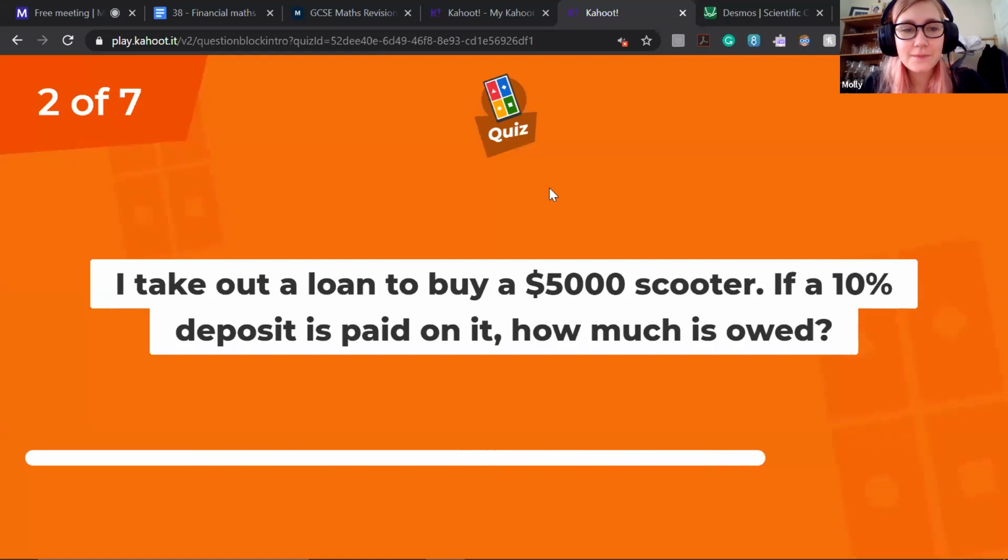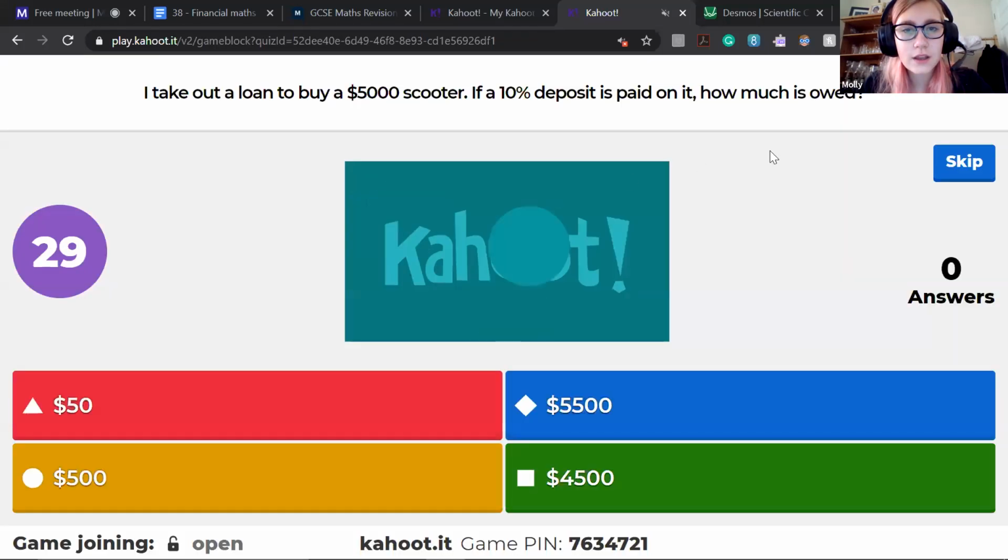So, I take out a loan to buy a $5,000 scooter. If a 10% deposit is paid on it, how much is owed? So that means 10% has already been paid. So how much is left to pay?